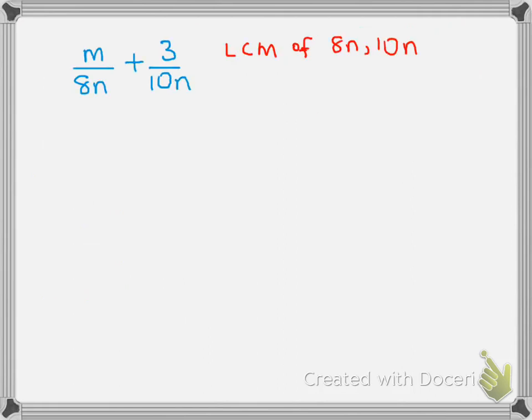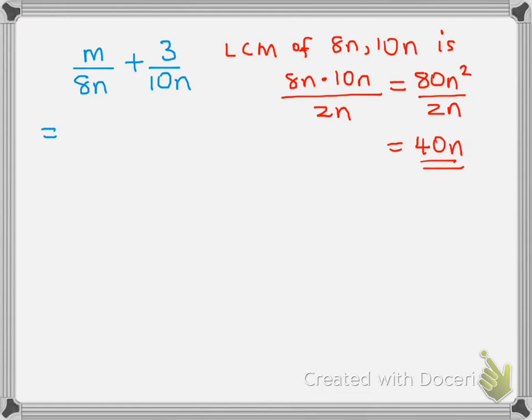Let's do another one. m over 8n plus 3 over 10n. Again, these are unlike fractions. We'll have to find the least common multiple of 8n and 10n using our shortcut that I talked about before. The least common multiple there will be 8n times 10n divided by the greatest common factor of 8n and 10n, which is 2n. Right? So if you simplify this, you will get 40n.